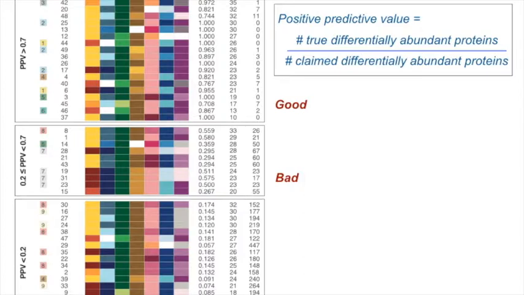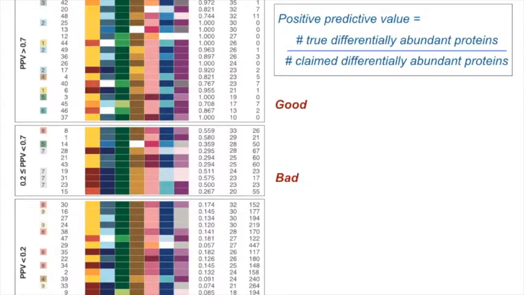So if somebody claims that there is a change, how likely is this change to be correct, right? The top group has a positive predictive value of 70% or more. This one is between 20% and 70%, and this one is less than 20%. And so we think that this is good, this is not great, this is really bad.